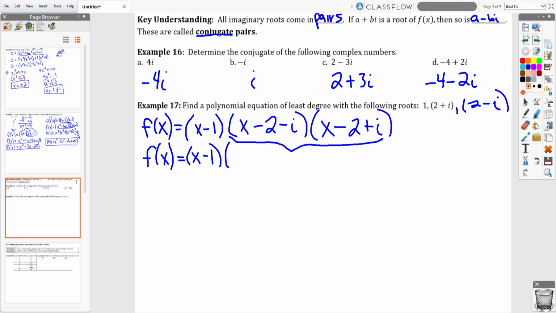So I'm going to distribute the x first. So x times x is x squared. Then the x times the negative 2 is minus 2x. X times i is just i times x.